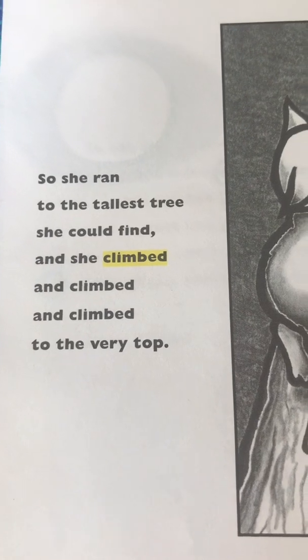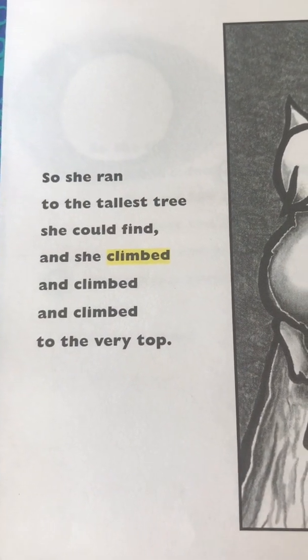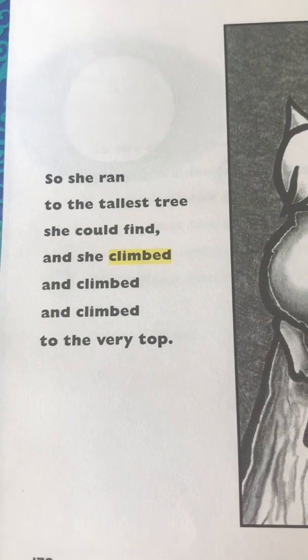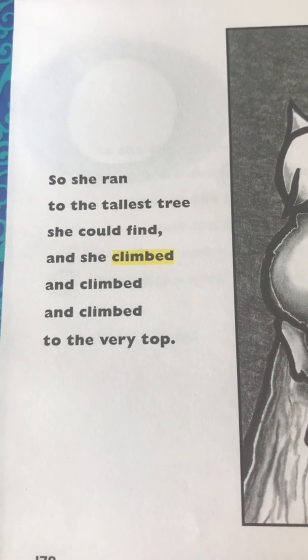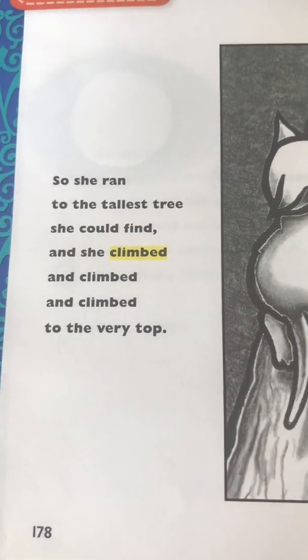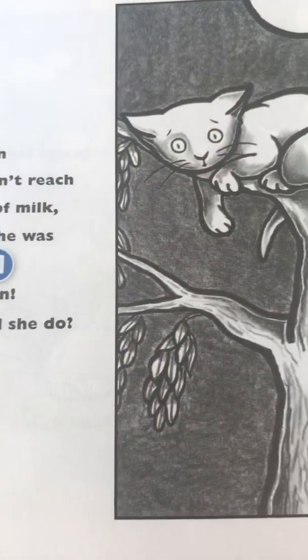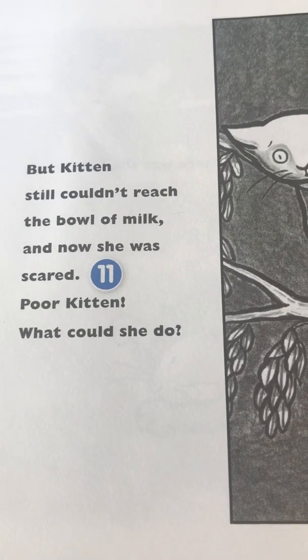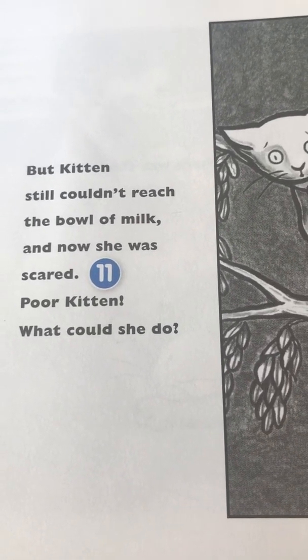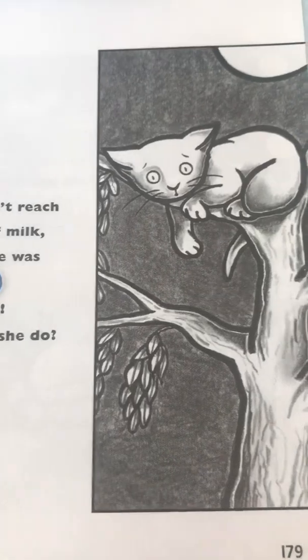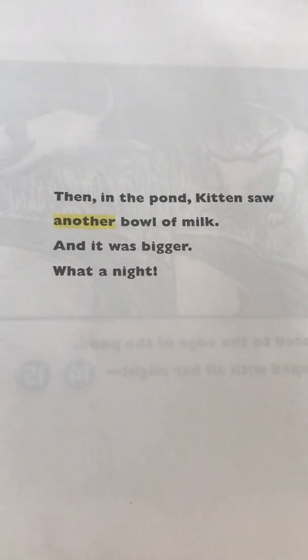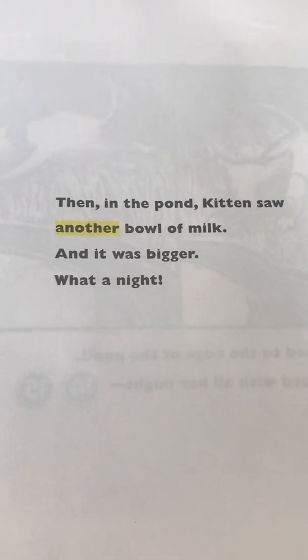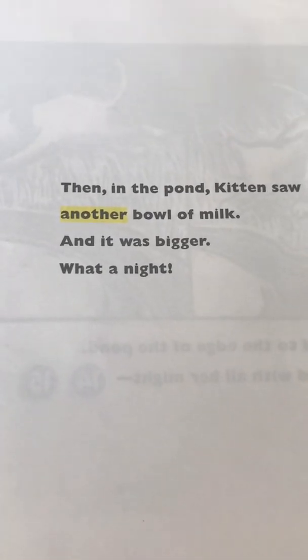So she ran to the tallest tree she could find, and she climbed and climbed and climbed to the very top. But Kitten still couldn't reach the bowl of milk, and now she was scared. Poor kitten, what could she do? Look at her little face. Then in the pond, Kitten saw another bowl of milk, and it was bigger. What a night!